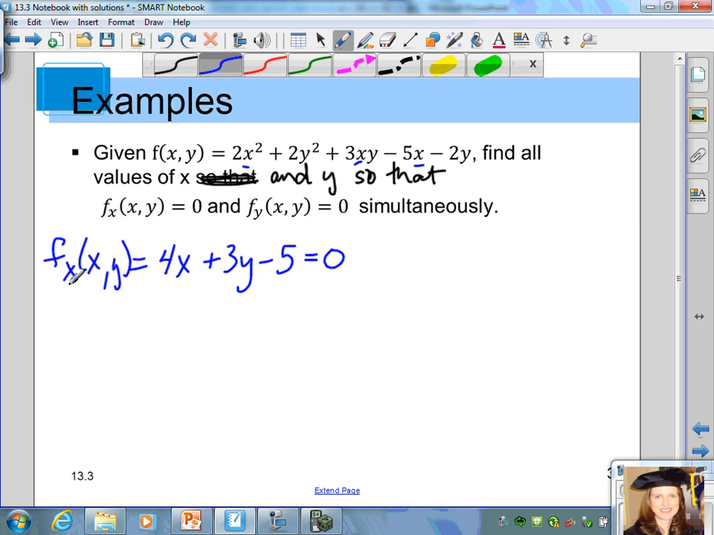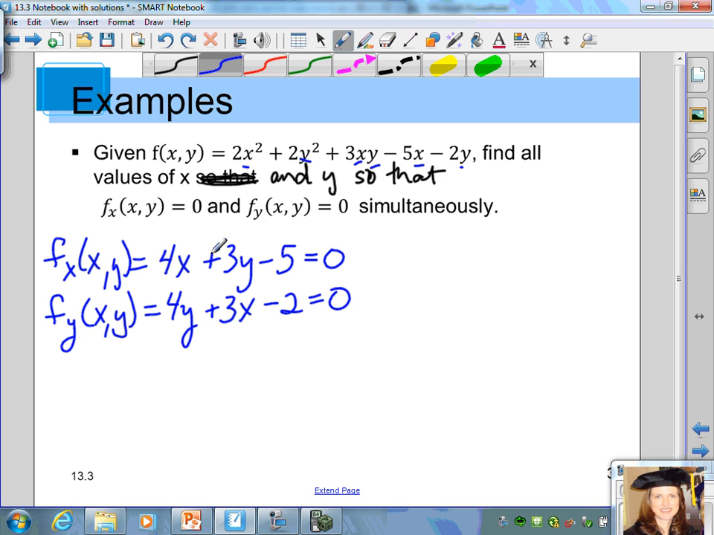We also want to find the partial derivative of the function with respect to y. Go back to the function and you're going to treat y as a variable this time and treat x as a constant. The derivative of 2x squared, since x is a constant, is 0. The derivative of 2y squared with respect to y is 4y. The derivative of plus 3xy, the derivative of a constant times y is the constant, so that's going to be plus 3x. The derivative of minus 5x, 5x is a constant when we take the derivative with respect to y, so that's 0. And the derivative of minus 2y is minus 2, equals 0.